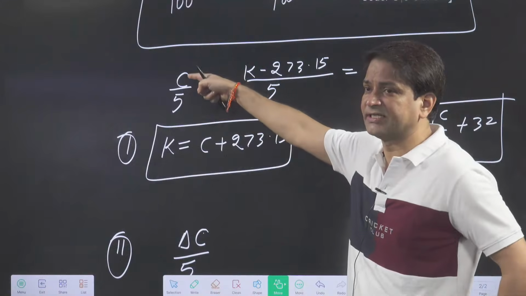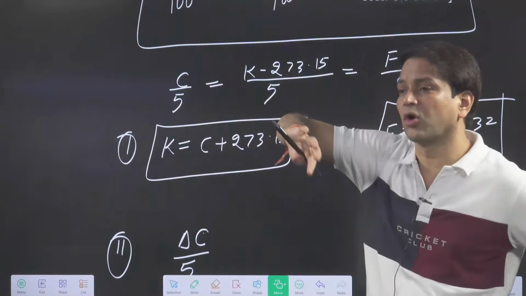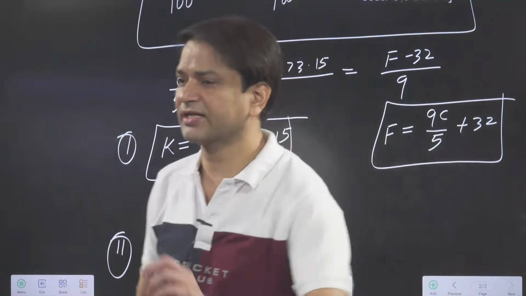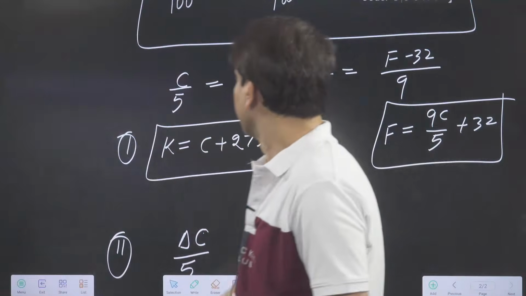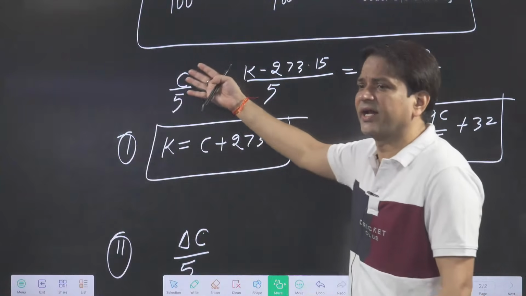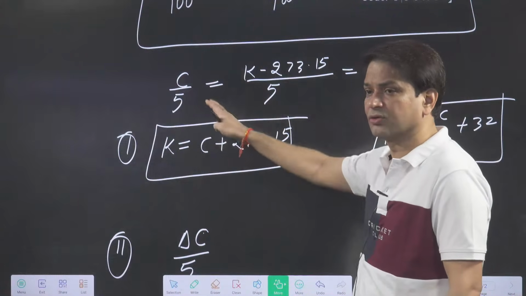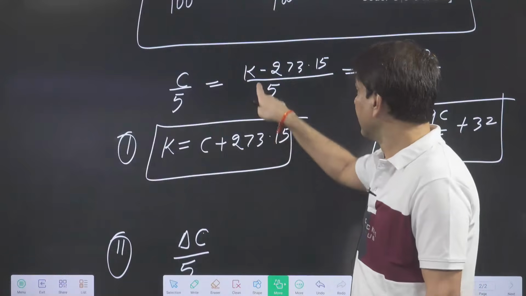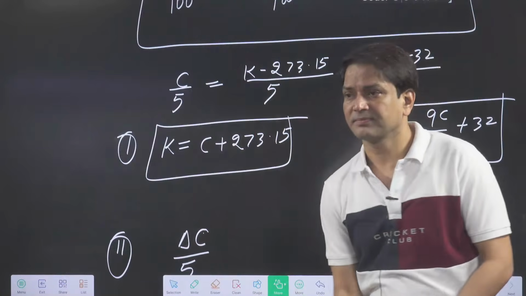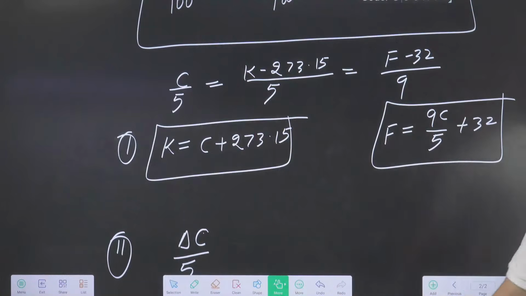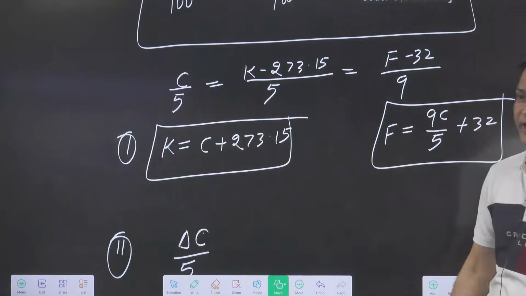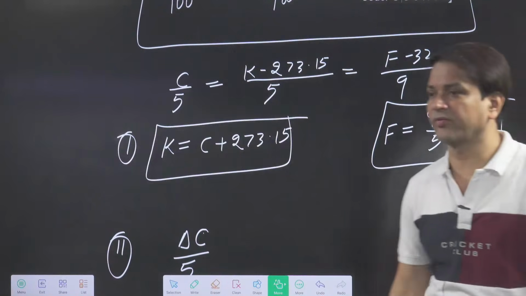What we got? dC by 5. Because constant into x, we are writing as the constant into dx. Okay. So this is dC by 5, or that d I can write as delta. So what I got? Delta C by 5. What is the differentiation of this? K minus 273.15 by 5. What is the differentiation of K minus 273.15 by 5?